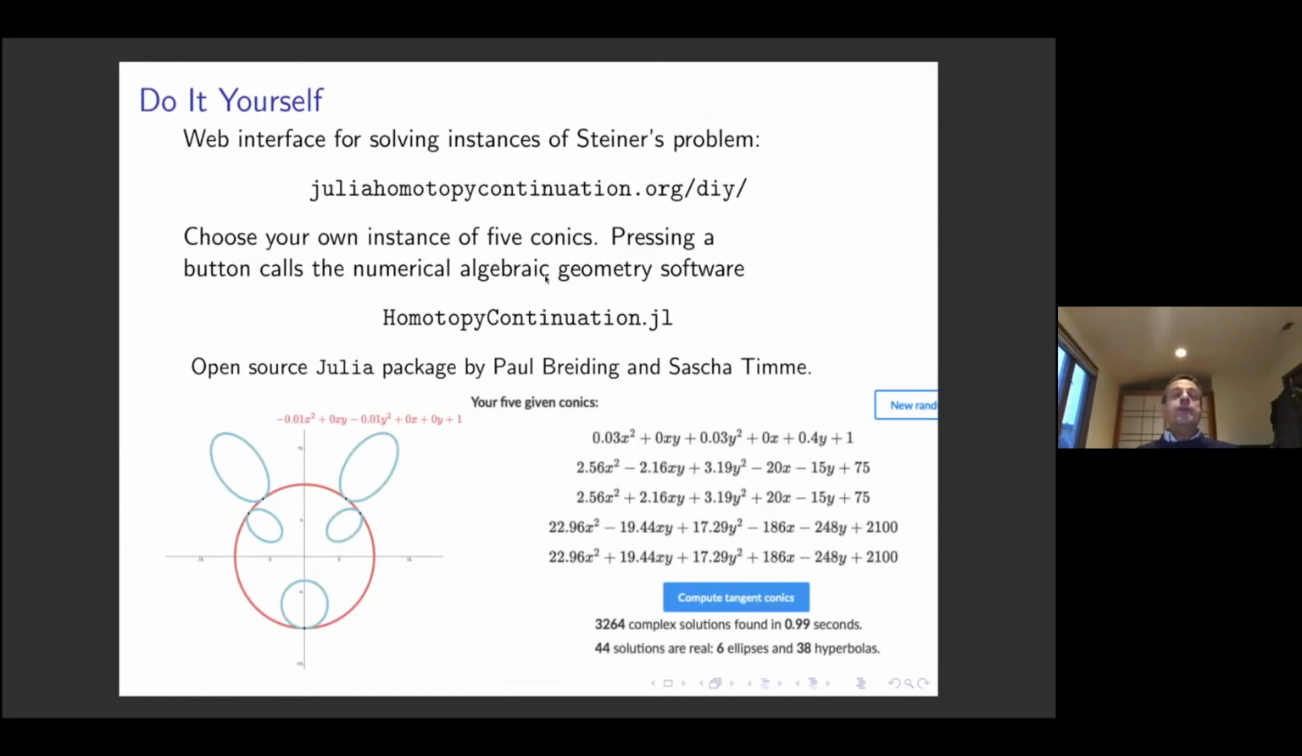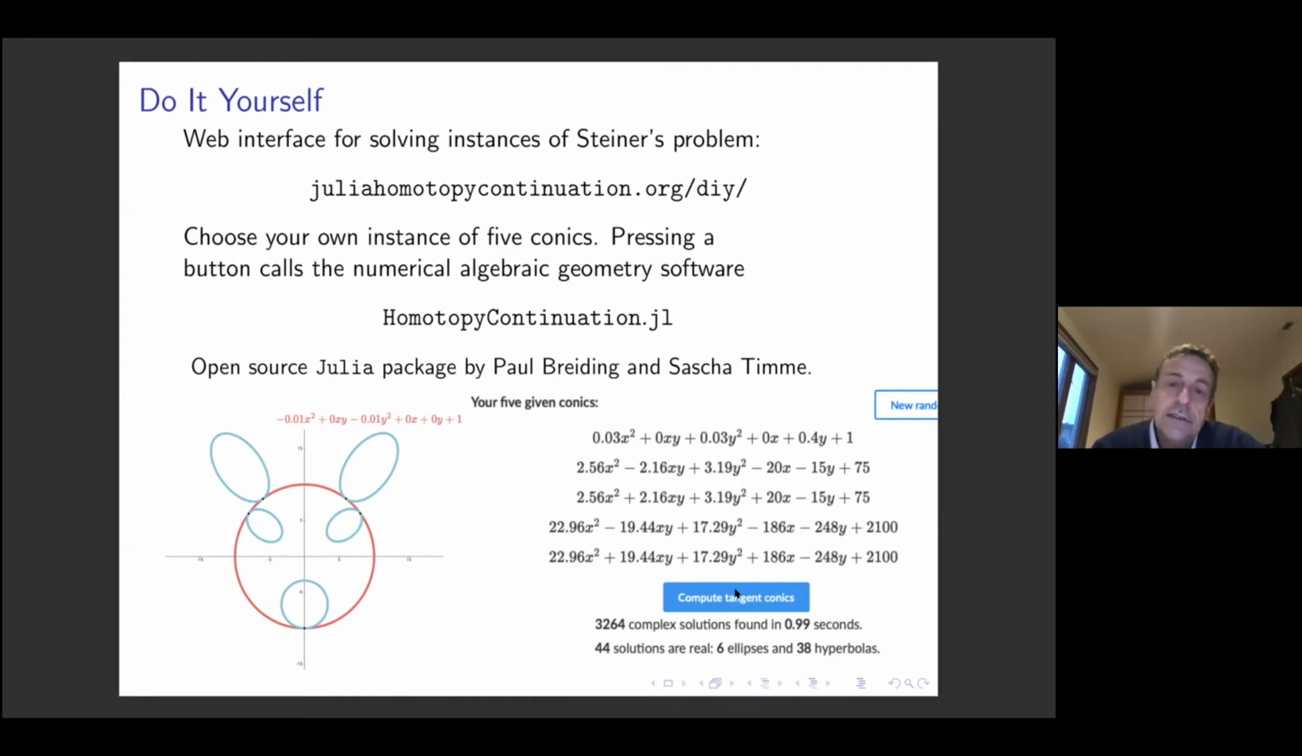Now you can do this very, very conveniently. There is a web interface, the DIY interface for solving instances of Steiner's problem. If you go to this website, juliahomotopycontinuation.org/DIY, then you and your children on the weekend, if they have nothing better to do, can play with this website. On this website, you can choose your own instance of five conics. It's a convenient interface for you to type the coefficients or let the system pick the coefficients for you. Then you click the button, compute tangent conics.